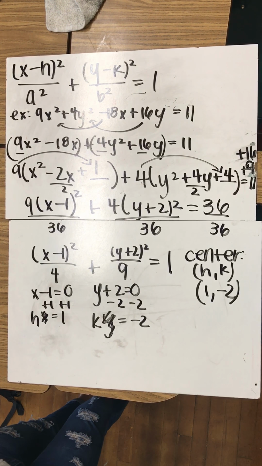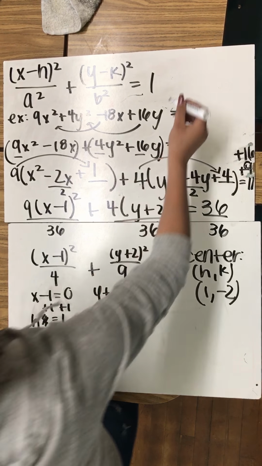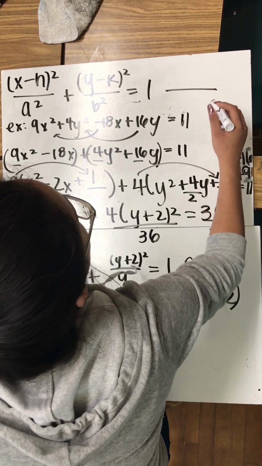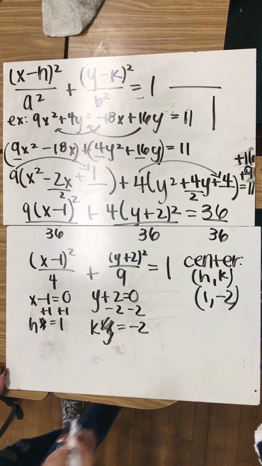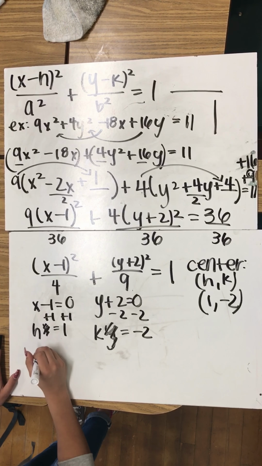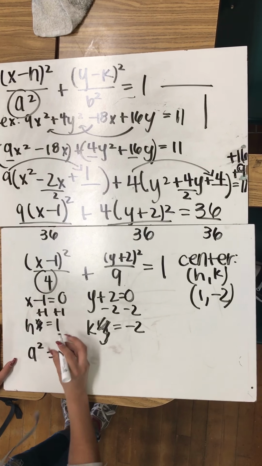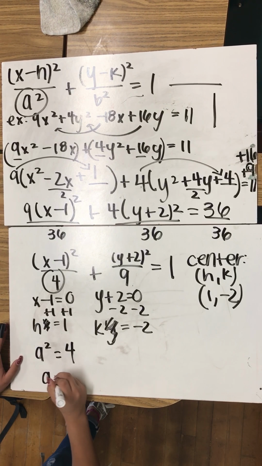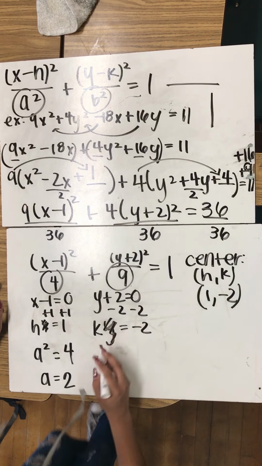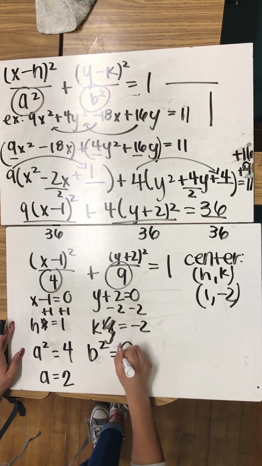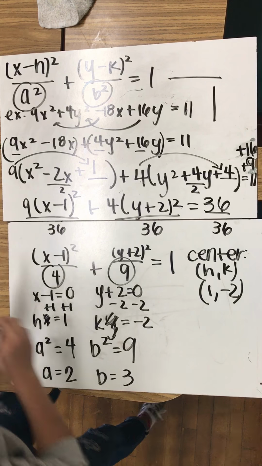But in order to graph the ellipse, we have to know what a and b are, in order to know how many units to move horizontally and how many units to move vertically. So in order to find out how many units we have to move horizontally, we have to set a squared equals 4. Remember, a squared. So a squared equals 4. That means a equals 2. And then b squared equals 9. That means b equals 3. So now we're going to get to graphing.